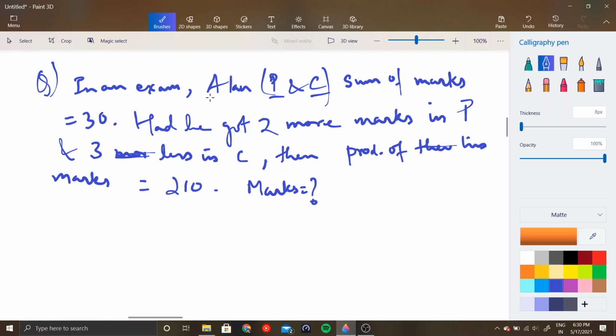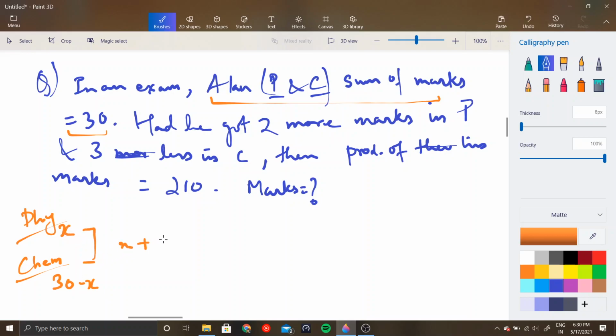Firstly, you need to look at this. Alan got the sum of marks as 30. So if I consider his marks in physics he got x, then in chemistry he must have got 30 minus x, right? Only then will the sum be equal to 30: x plus 30 minus x is equal to 30. So his sum of marks is 30. We have solved the first part.